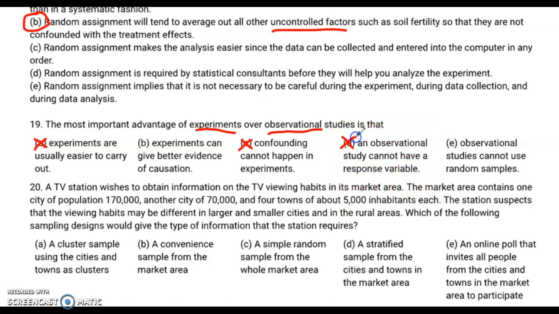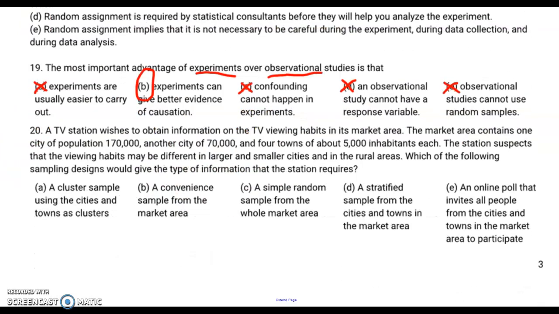Remember that even in an observational study, we could try to determine whether some sort of cause is leading to some sort of effect. We can't necessarily make a statistical judgment on it, but we can see whether there's a cause and effect. And observational studies can definitely use random samples. It's just not randomly assigned by any investigator. The correct answer is experiments give better evidence of causation because, of course, when we're looking at an experiment, we can randomly assign treatments, and that helps us determine causation.